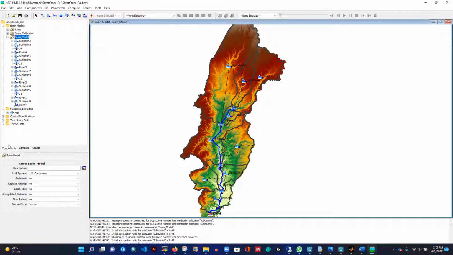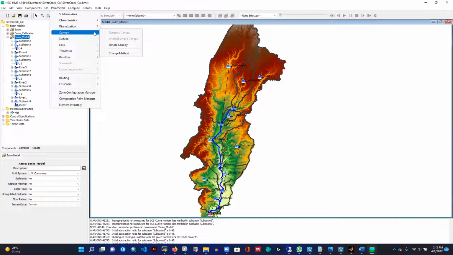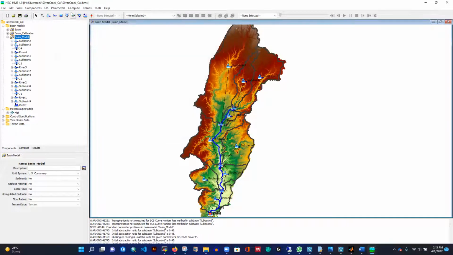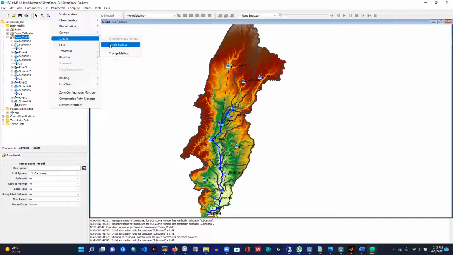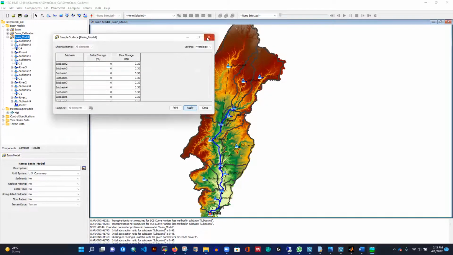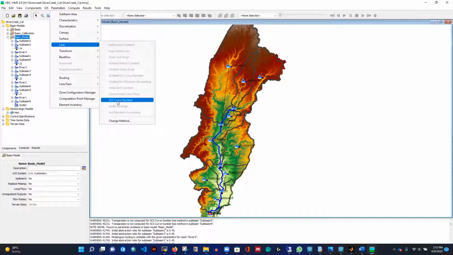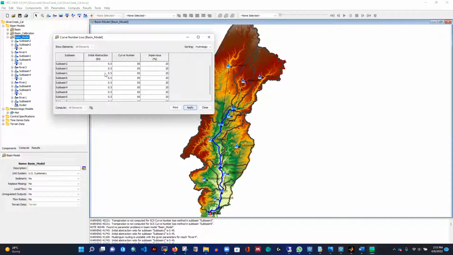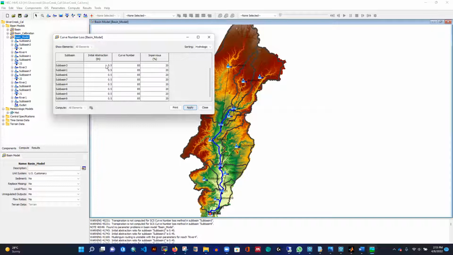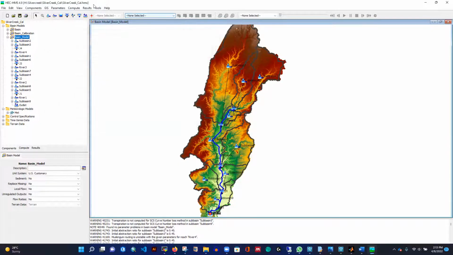In my sub-basin, if I want to show you what method I used, I'm going to show you from parameter. I use this canopy method, a simple canopy, right? And then for surface method, I've used simple surface. And for loss method, I use SCS curve number. You can see that is the curve number, and for initial abstraction I estimated this value 0.5, and the curve number I have is 85, and the percentage of imperviousness is 20%.